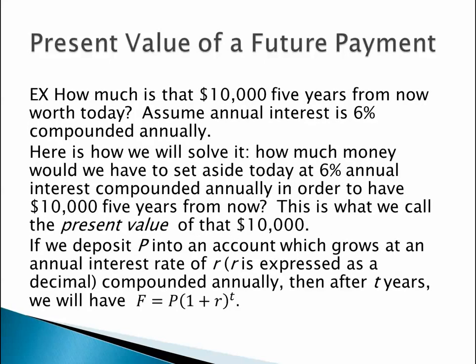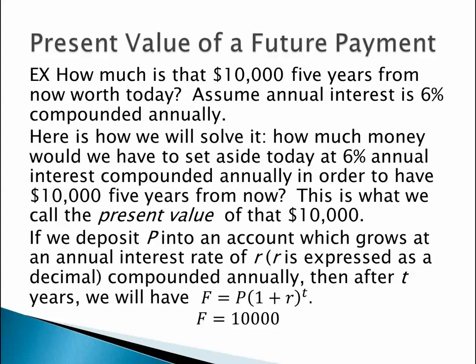We're going to use the formula we've seen before for annual interest compounded annually. If we deposit P into an account which grows at an annual interest rate of R, expressed as a decimal, compounded annually, then after T years we'll have F equals P times (1 plus R) to the T. Now in this case, what's F? F is that future amount. F is $10,000.